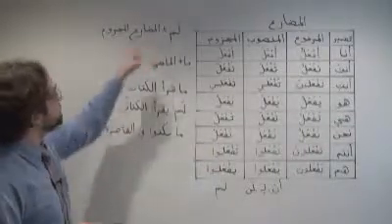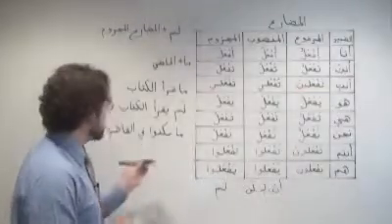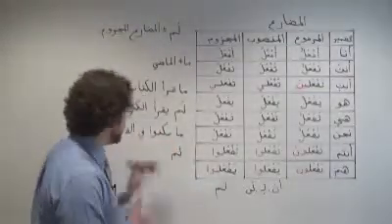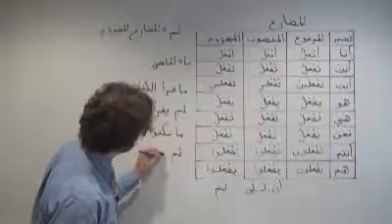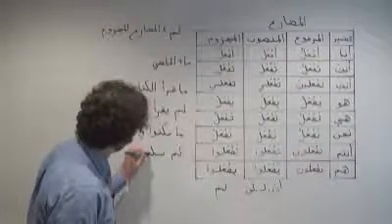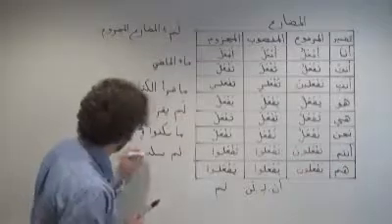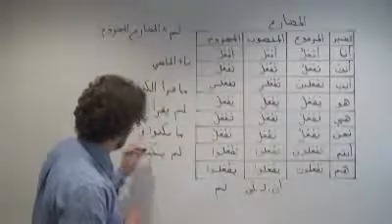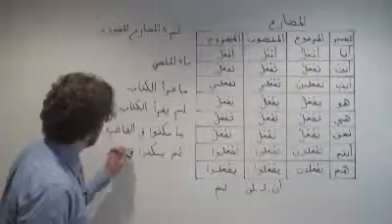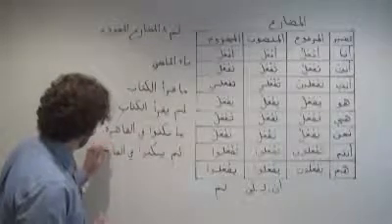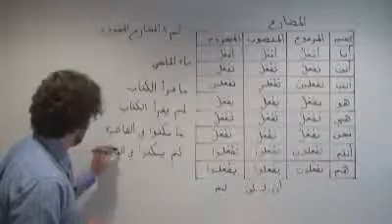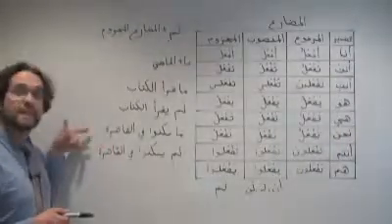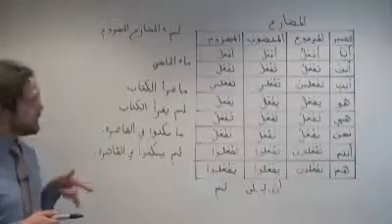If we wanted to use lam and al-mudari' al-majzoom, we would render it instead like this. Lam yaskunu fil Qahira. Again, exactly equivalent in meaning.